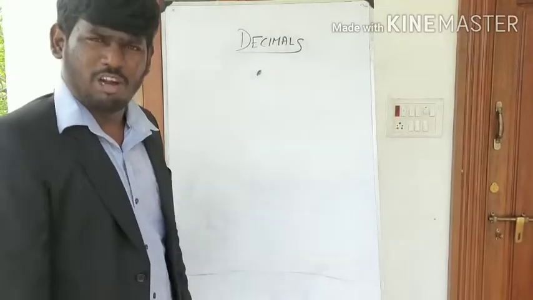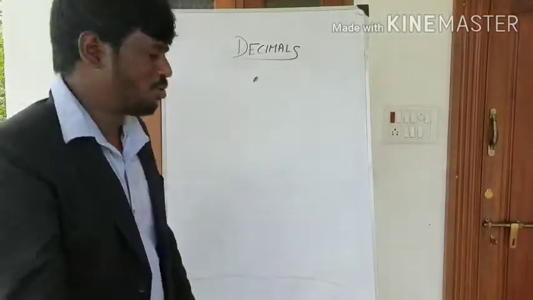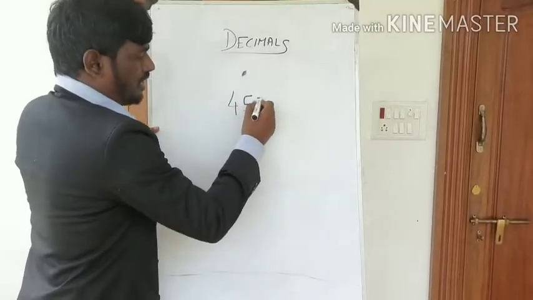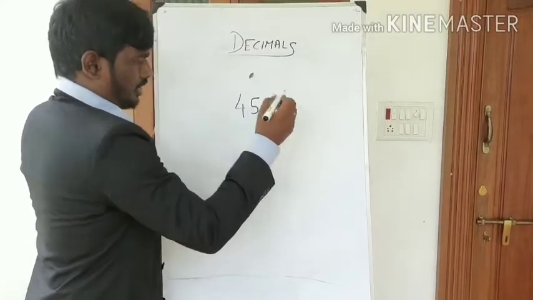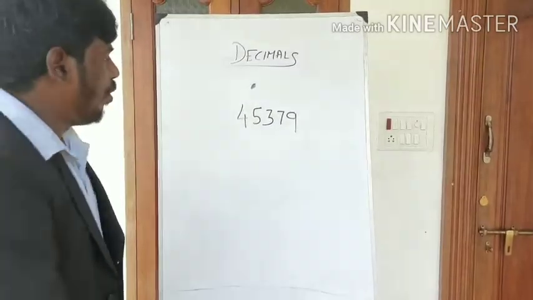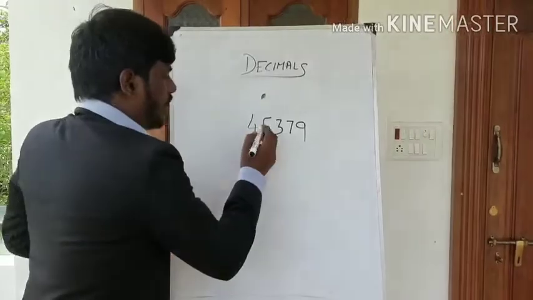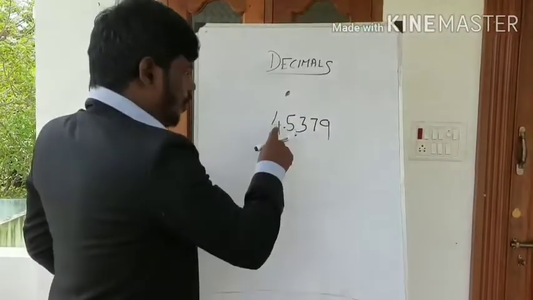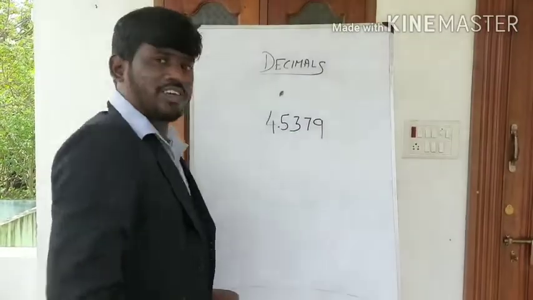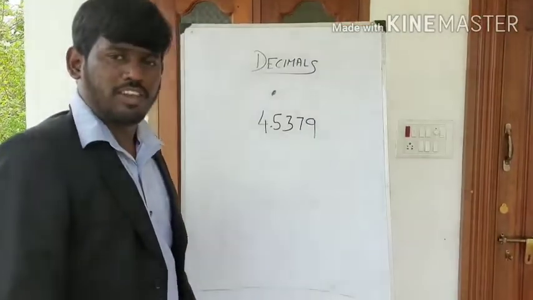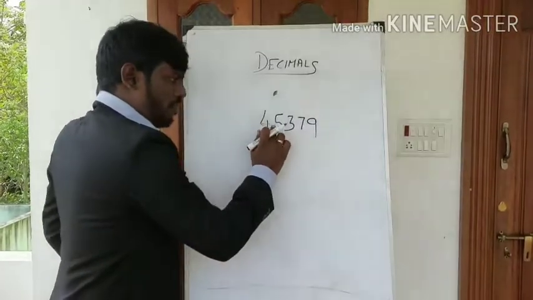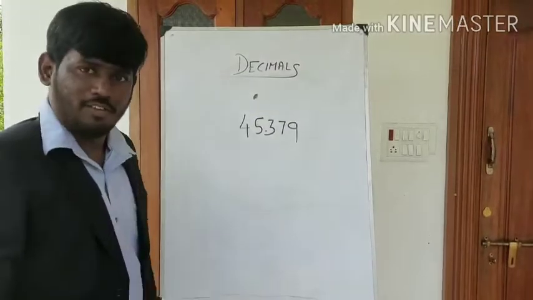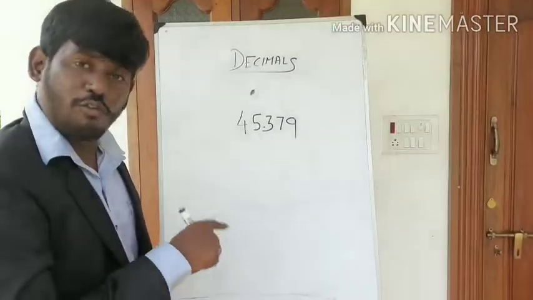Point is, sir, what value does it have? I will tell you its importance now. Suppose I'm writing 4, 5, 3, 7, 9, and I am going to keep a point in between 4 and 5. How will you read this? 4.5379. If you keep the point between 5 and 3, 45.379.